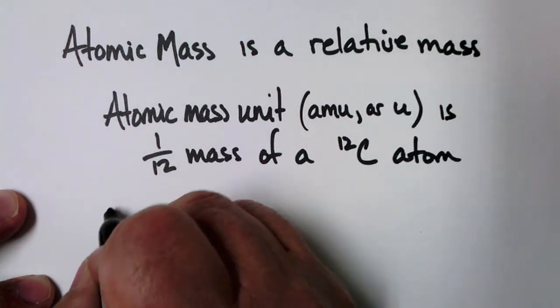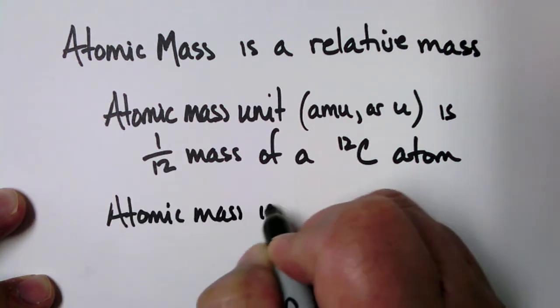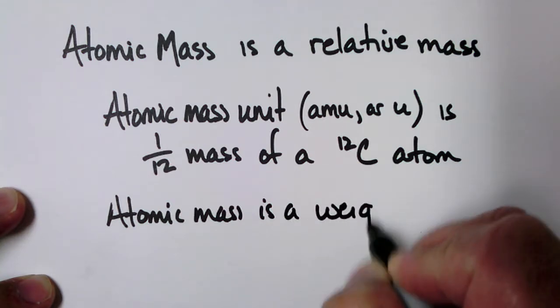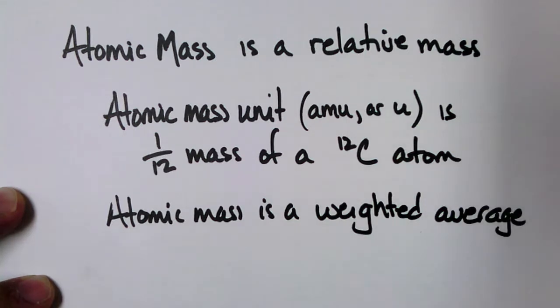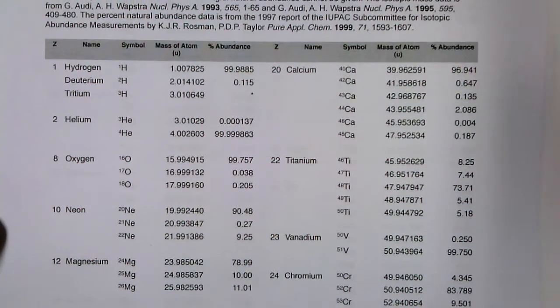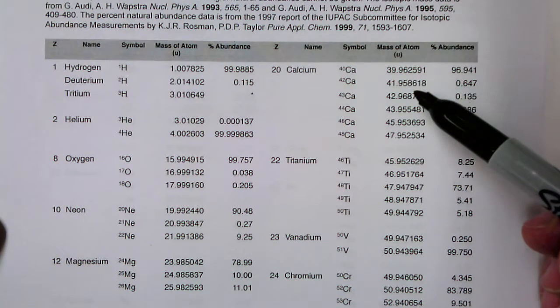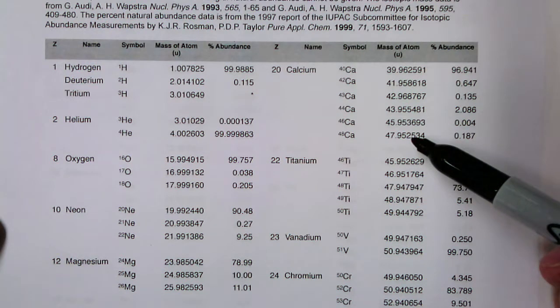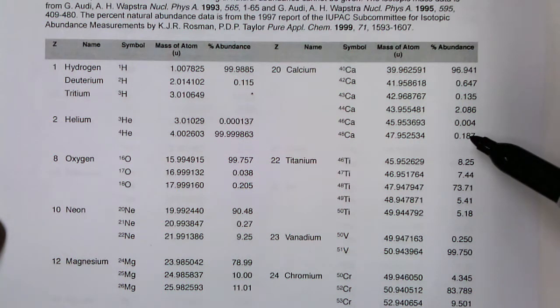And so the atomic mass is also a weighted average. It's a weighted average of the different isotopes that go into it. So if we look at our table of isotopes, we can see, as I pointed out before, that calcium has 6 different isotopes, and each of them has a different mass in atomic mass units. This last column is their relative abundance, how frequently they occur in nature.